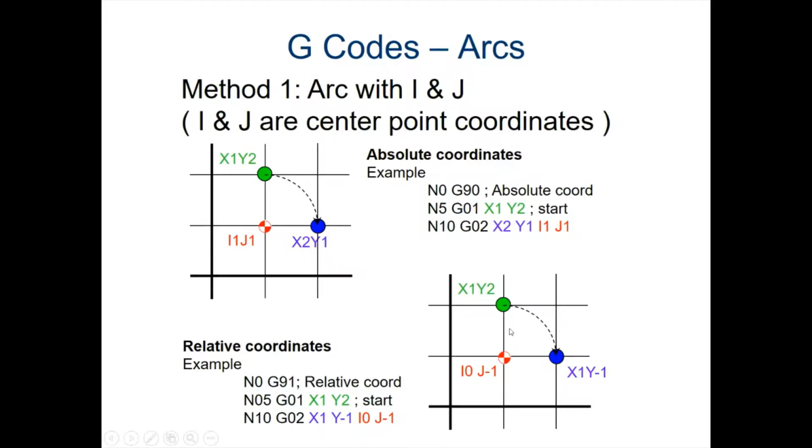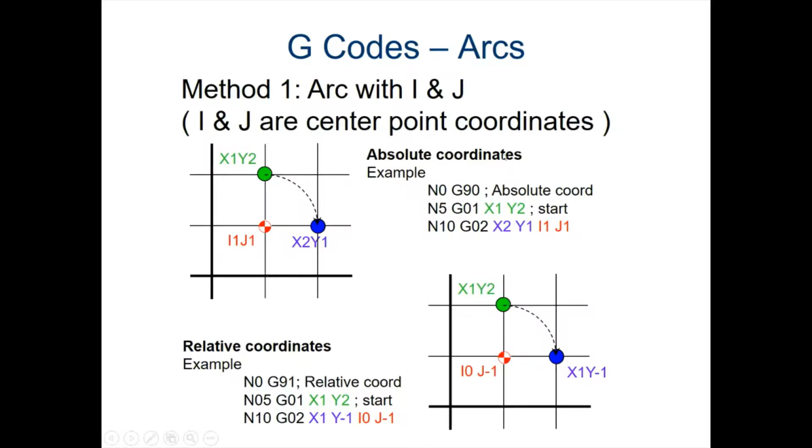So our starting position is right here above it. We don't need to move at all in the X direction, so our X is 0. And for J, we have to come down 1 to get to that center point. So our center point is 1 down, so it's -1 from my starting point. That is how I get to that point.